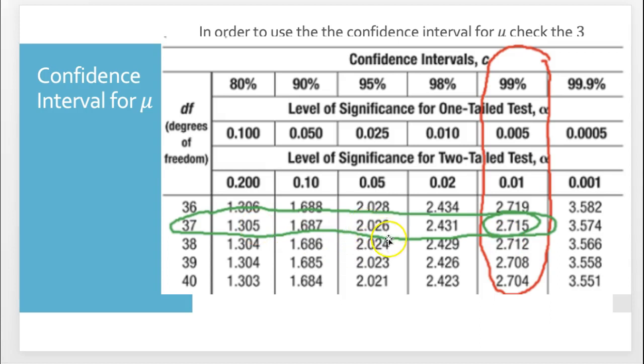You'll find a table similar to this in the appendix tables in the back of your book. It's A7, and it says t distribution critical values. All right, let's see an example here.